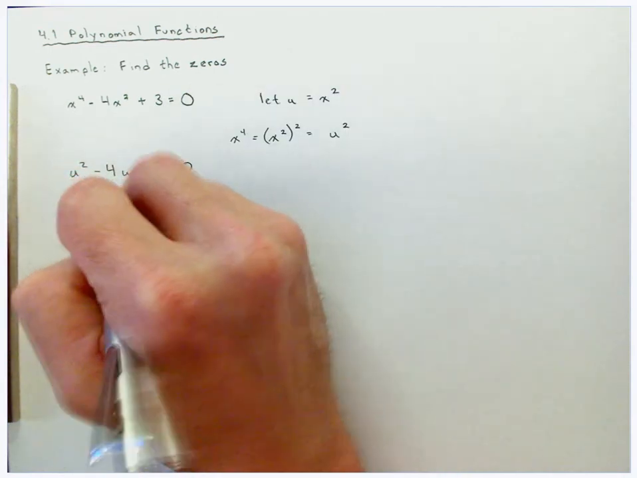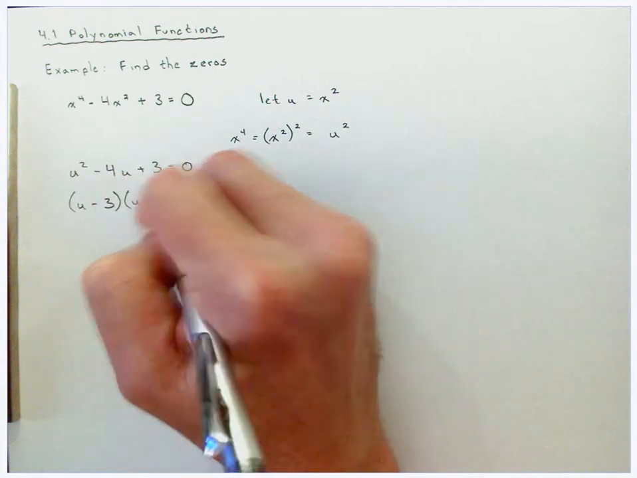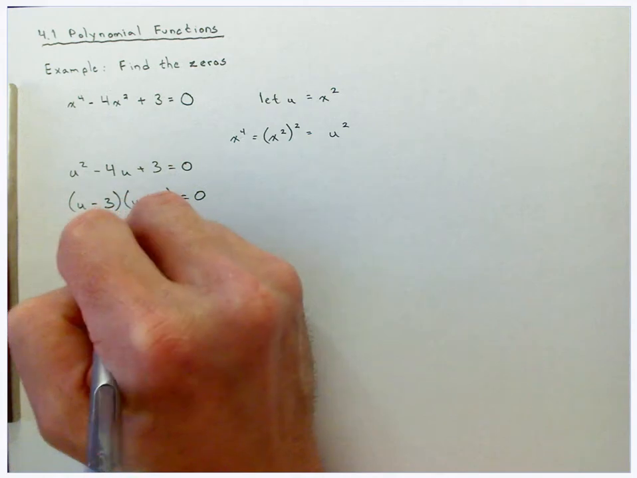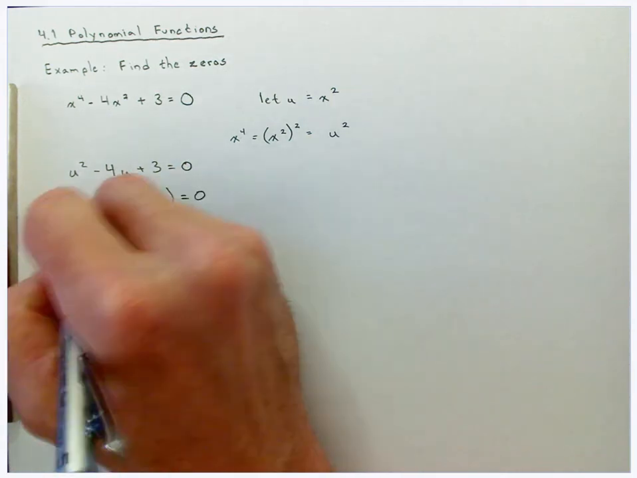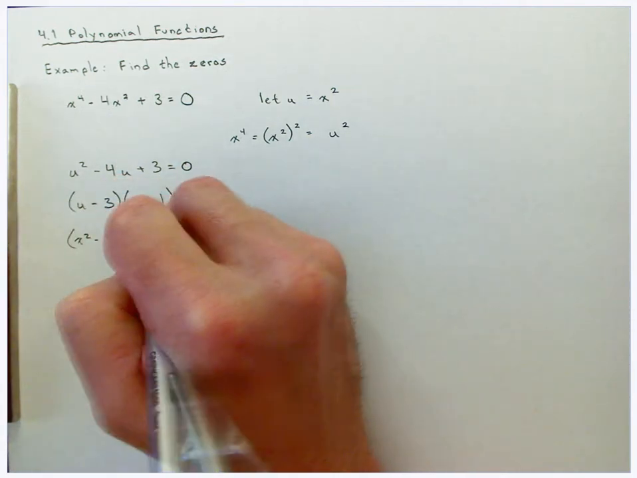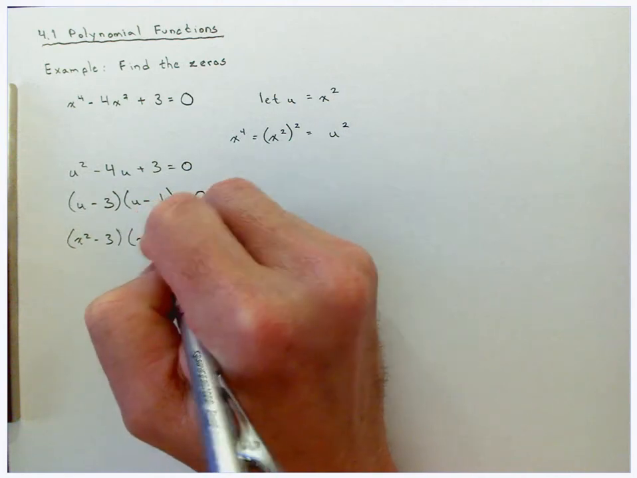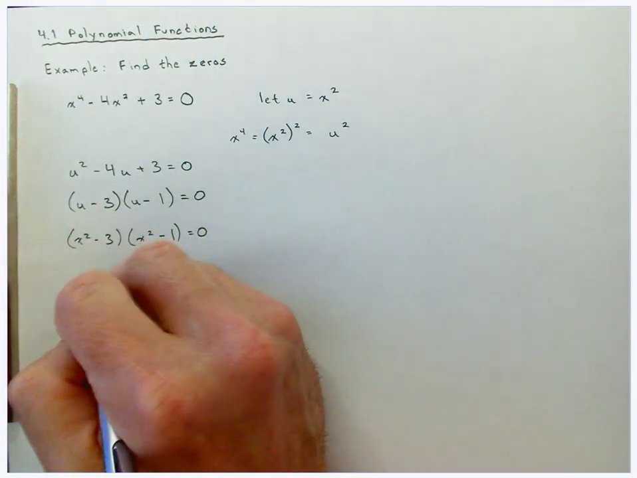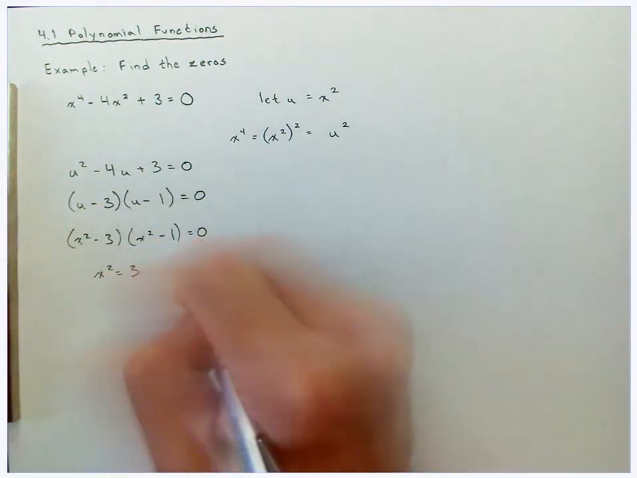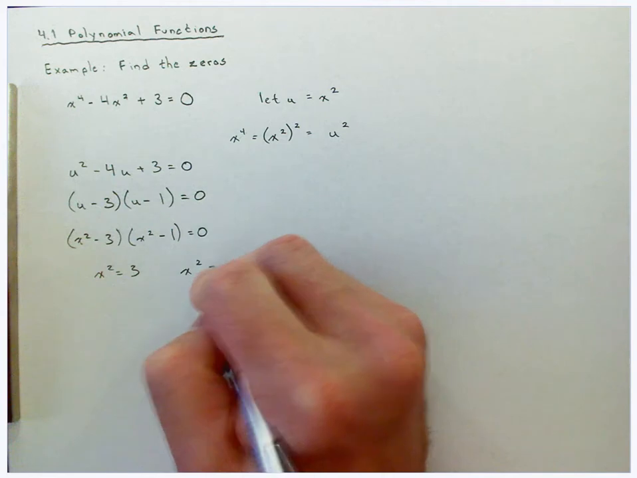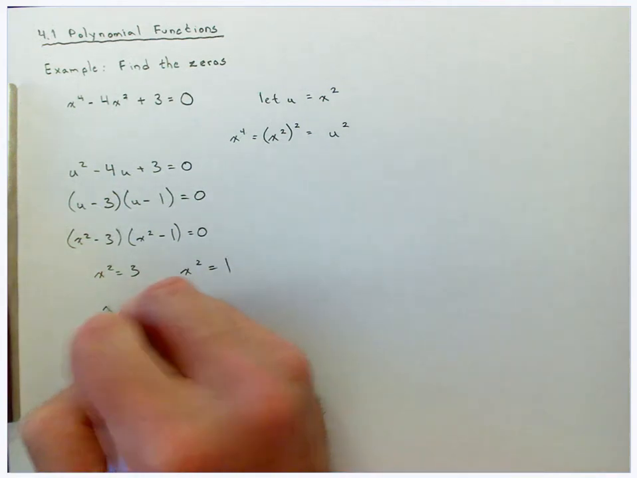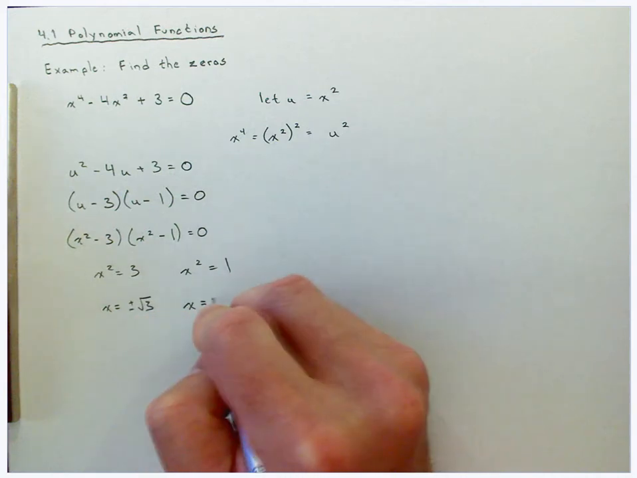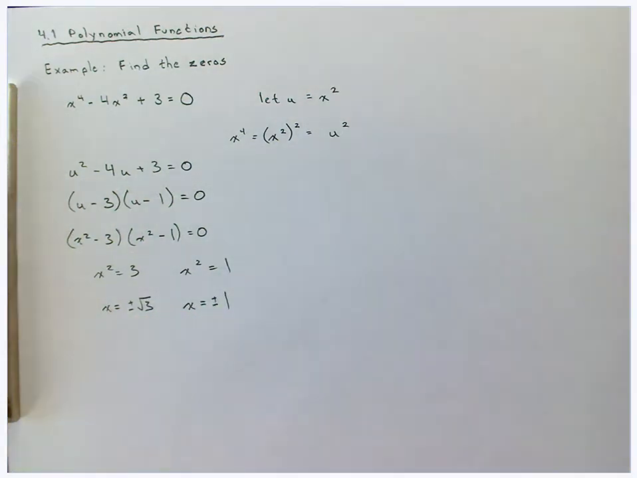I factor out my terms, and then I replace with x squared minus 3 and x squared minus 1. And we'll just go ahead and find the zeros for it. x squared equals 3 and x squared equals 1. So x equals plus or minus the square root of 3, and x equals plus or minus 1.